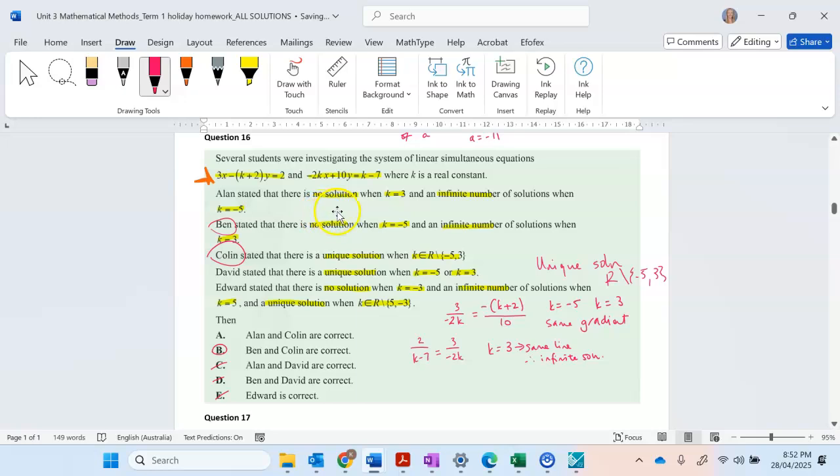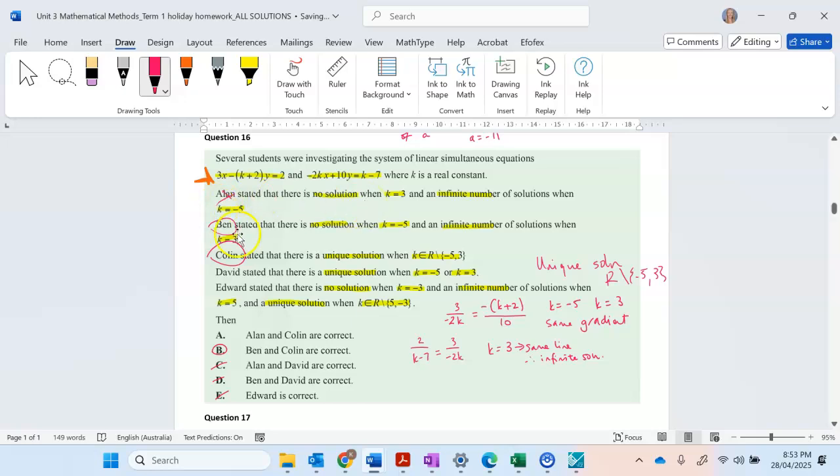Alan stated there is no solution when k equals 3. Why didn't I circle Alan? I think I went on, because you could have circled Alan at that point. When k equals 3, we've got the same line, so infinite solutions. Whereas Alan said we have no solution. So sorry, Alan, you are wrong.